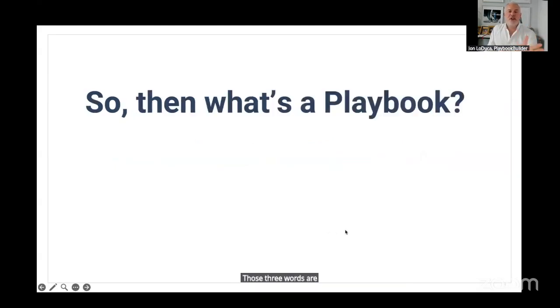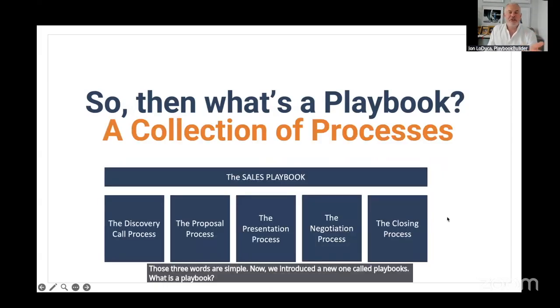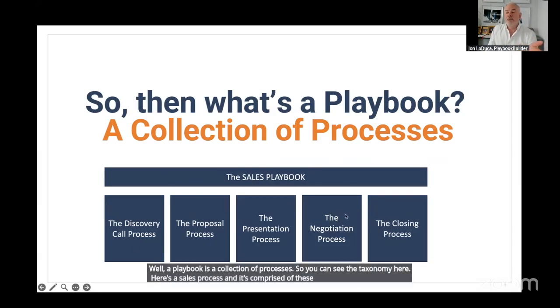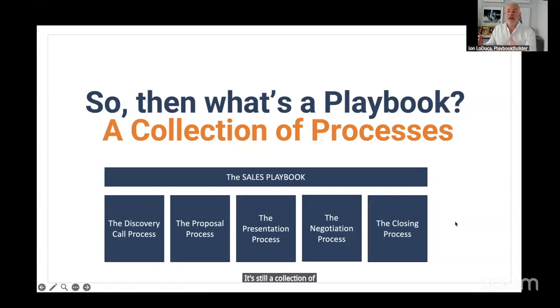Now we introduce a new one called playbooks. What is a playbook? Well, a playbook is a collection of processes. So you can see the taxonomy here. Here's a sales process, and it's comprised of these. This is a sales playbook. It's comprised of these processes. These all reside inside of a playbook. So as you all are using our software, you can think of it like that. It's still a collection of processes around a fixed target.